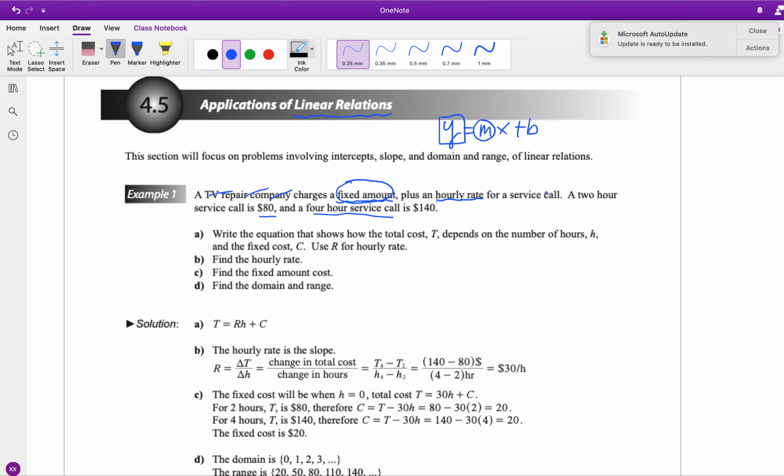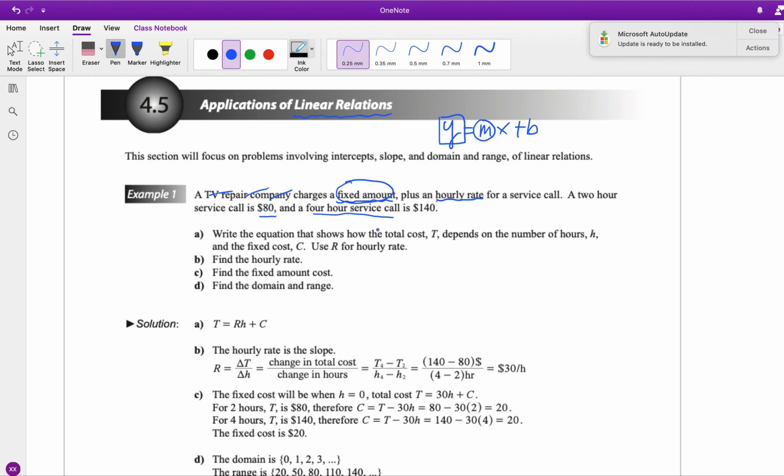So in this case, you heard it from other people. If the fixed amount was not told to you, it's only said that 2 hours will cost you 80 and 4 hours will cost you 140. Then you ask, how much is the fixed amount and how much is the hourly rate? Now let's take a look.